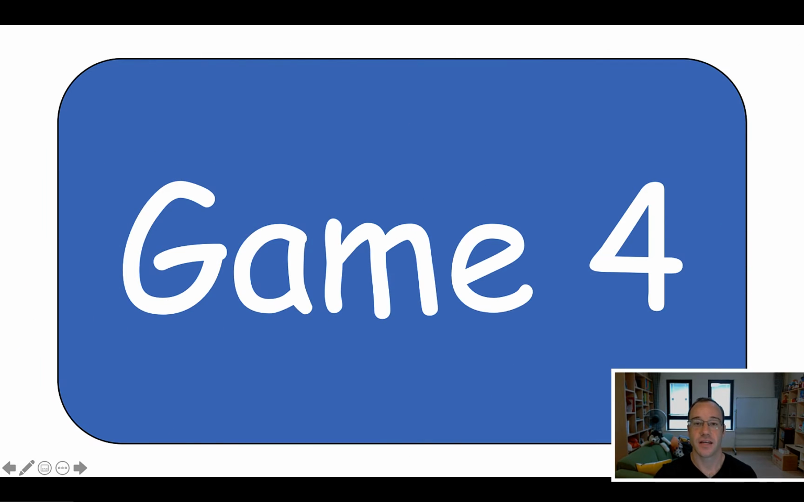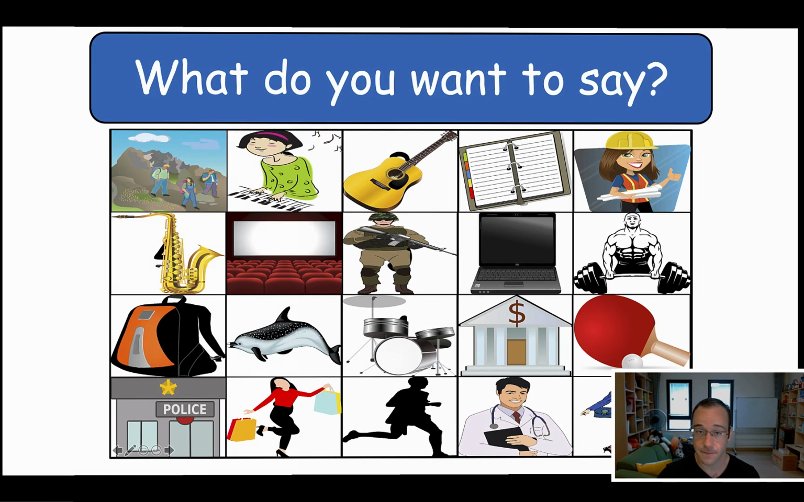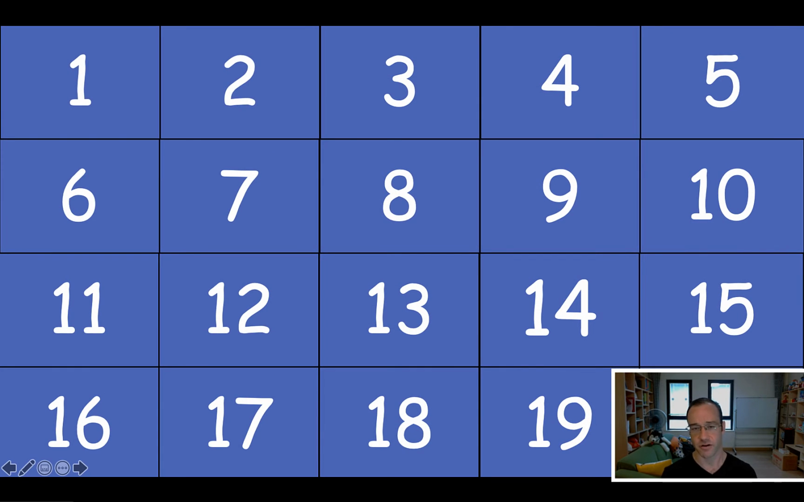Okay, let's move on to game number 4. Now, game number 4 is called the What Do You Want to Say game. Okay, and this game can be really, really easy, or you can increase the difficulty, and it could actually be used to teach and play games with middle school or even high school, depending on what you're doing. So the simplest version of this game is what you play with grade 1 or grade 2 or grade 3, depending on their level.